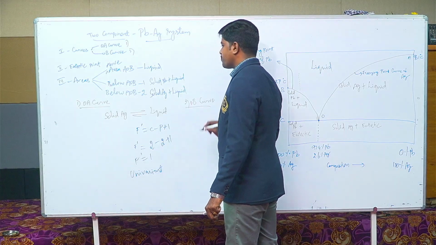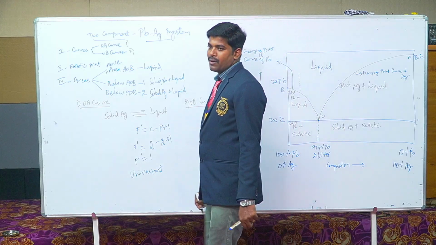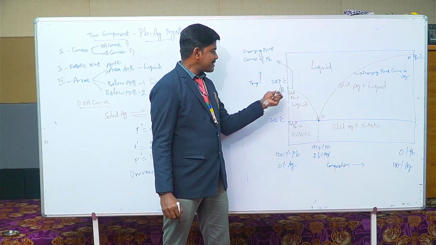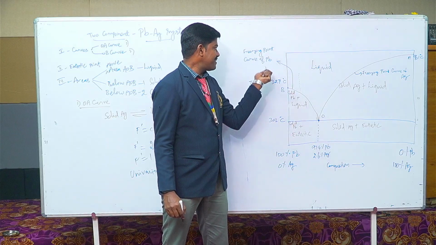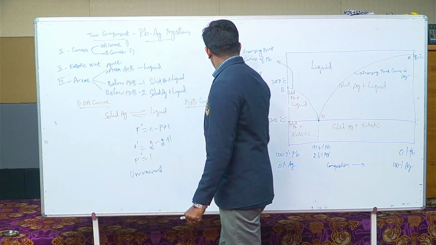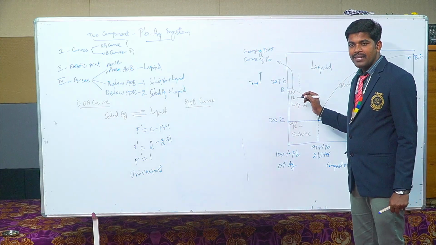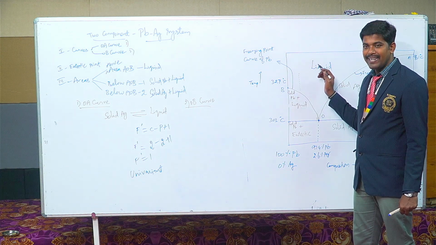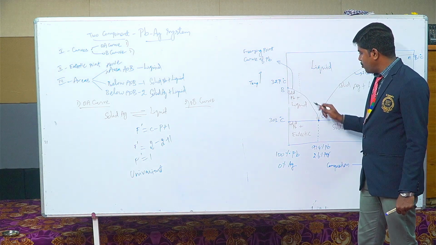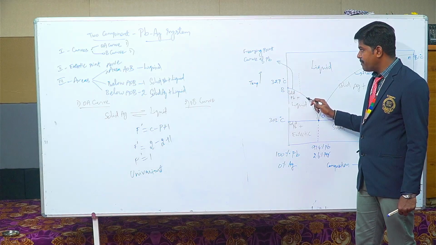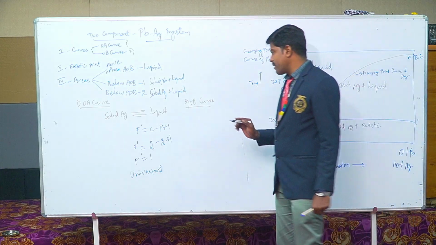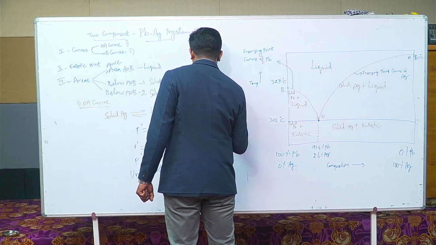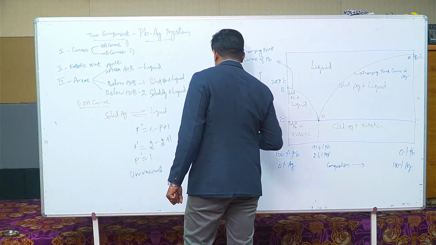The second one is the OB curve. See the diagram and tell me where the OB curve is. Point O to point B, so this curve is named the OB curve, which is the freezing point curve of lead. At any point of the OB curve, the equilibrium exists between the solid lead and the liquid melt.